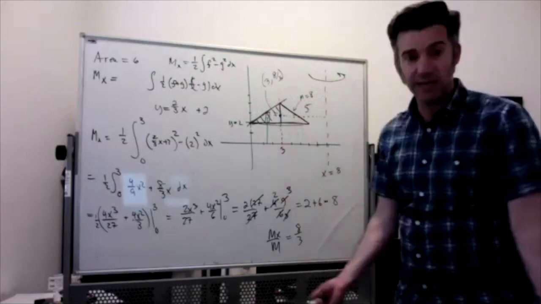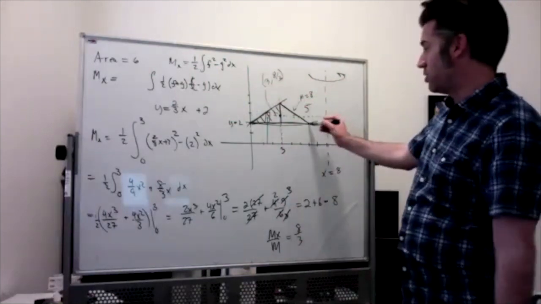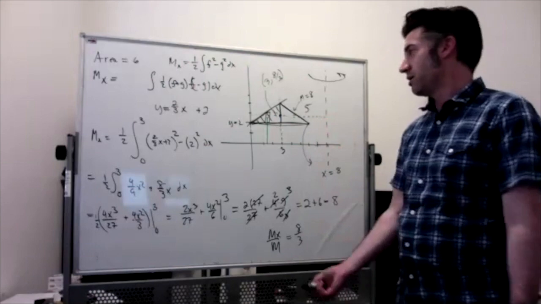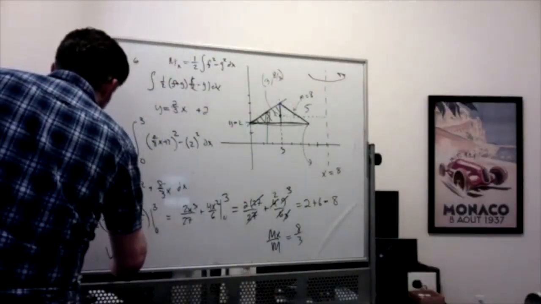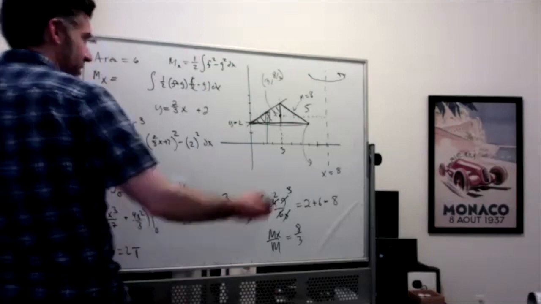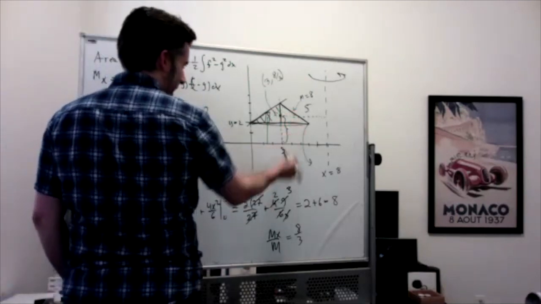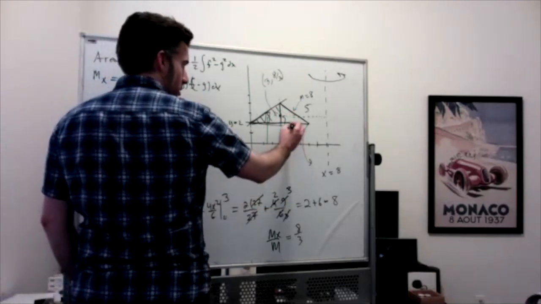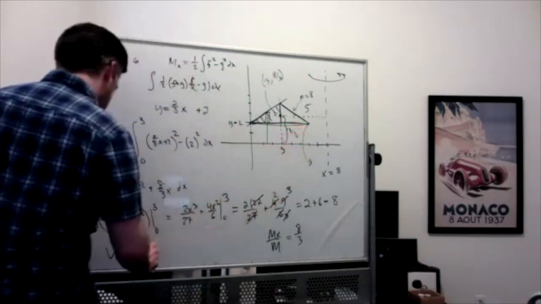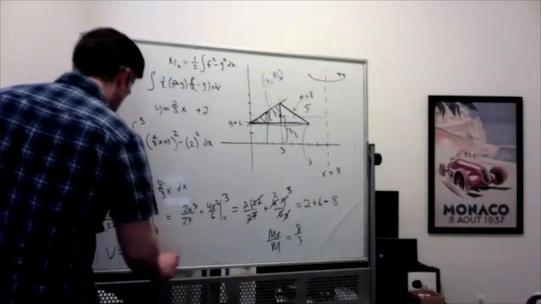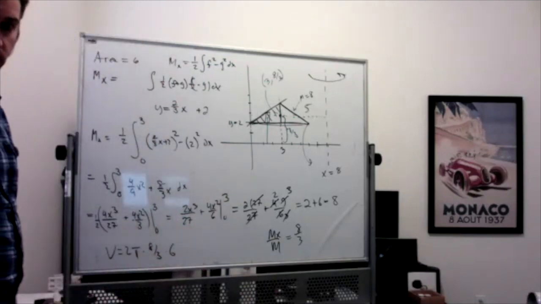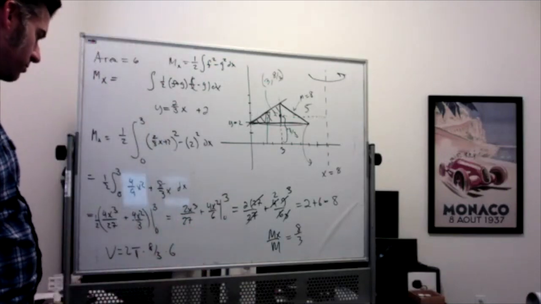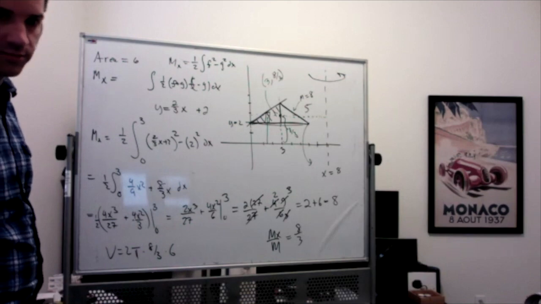And then we can answer the question, what's the volume of this shape revolved around the x-axis? The volume would be 2 pi times the distance from the center of mass, or the centroid, which is 8/3, times the area, which is again 6. Kind of cool. Yeah, really kind of cool.